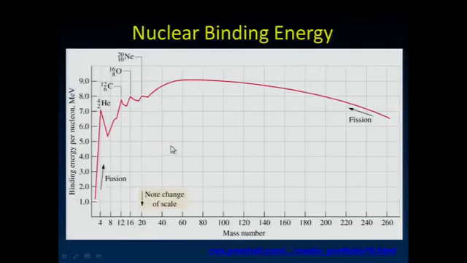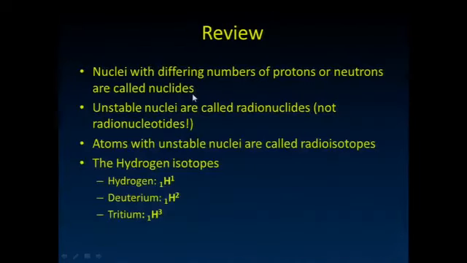Here's that nuclear binding energy we talked about. The most stable things sit in this range. And so things up in this range are really going to decay into that region to try and become more stable. So by way of review, nuclei with different numbers of protons or neutrons are called nuclides. Unstable nuclei are called radionuclides, not radionucleotides. We're not studying RNA or DNA.